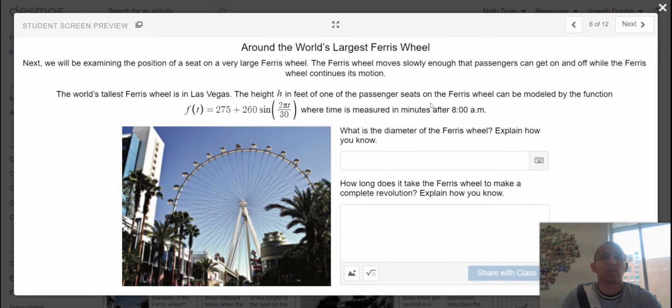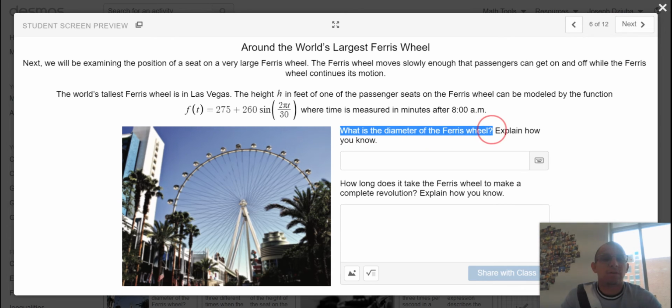And then we get to the most important part. So the world's tallest Ferris wheel is located in Las Vegas. It is absolutely massive and stunning to see at the same time. I unfortunately did not have an opportunity to ride on it, but this is the function that models the behavior. And we can take each of these components to represent a particular aspect of the Ferris wheel.